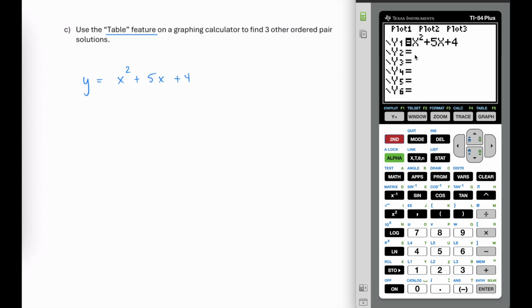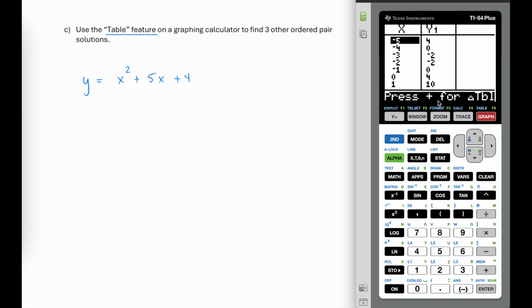And when I do that, I see that I get an arrow in the cursor indicating that all of the blue functions on the top of the keys are now activated. So when I hit the graph button, I'm actually accessing the table function. And here is where we can see a lot of ordered pairs that are ordered pair solutions to that equation.